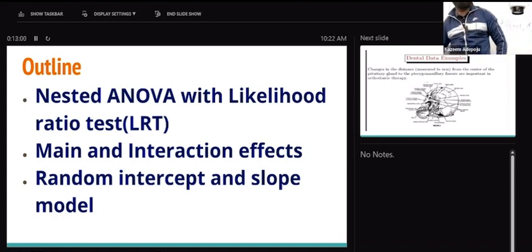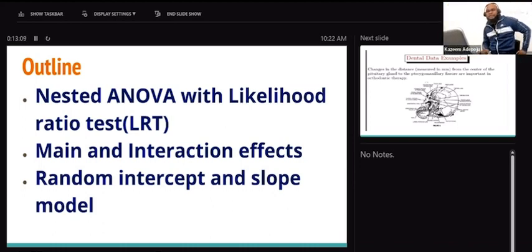Because we are using the idea of a random effect, and the idea of a random effect is used because there's a correlation within subjects, we may want to decide: should we use a model that has a random intercept with a constant slope, or should we use a model that has a random intercept and a random slope?